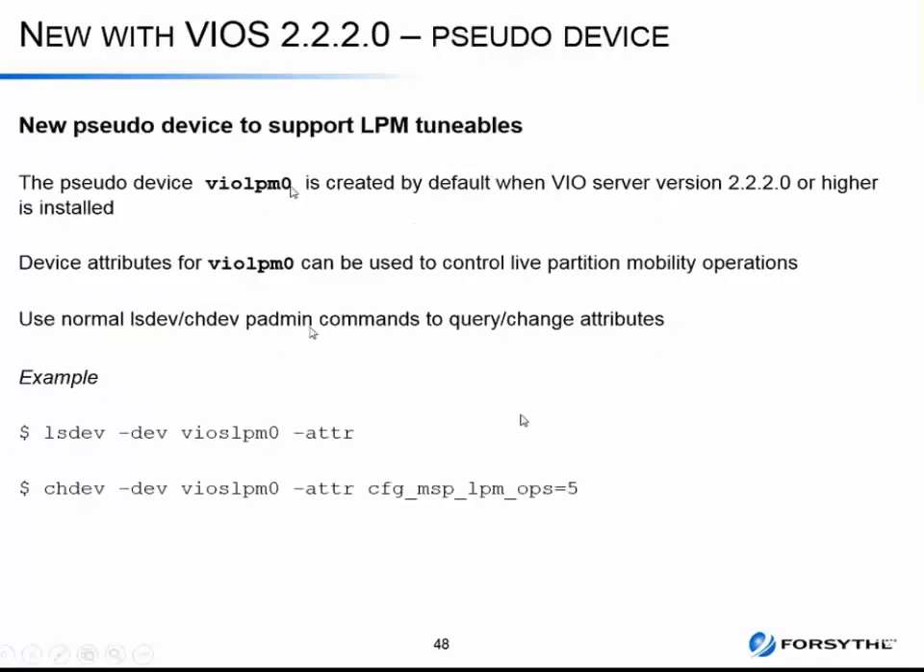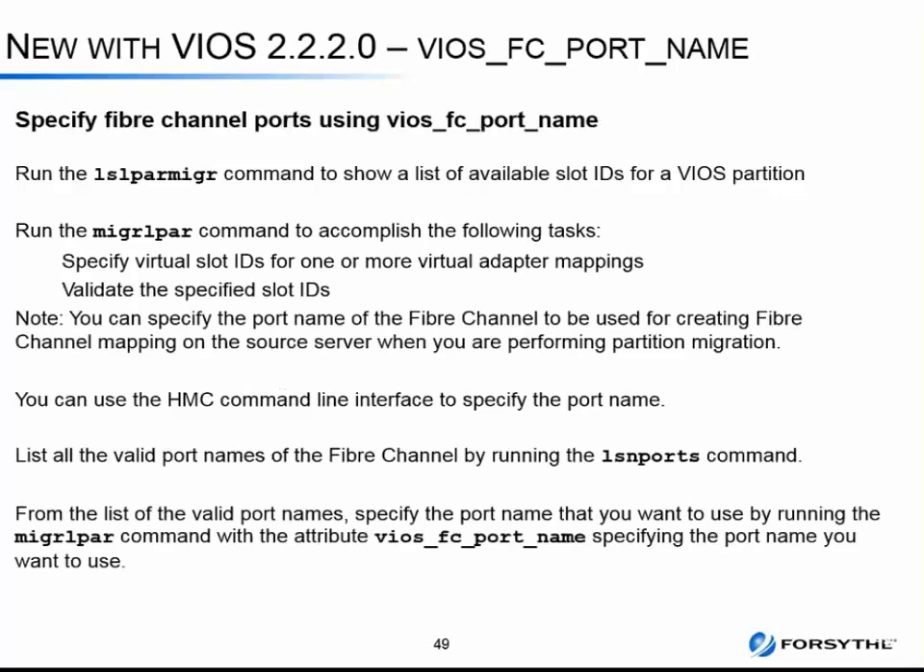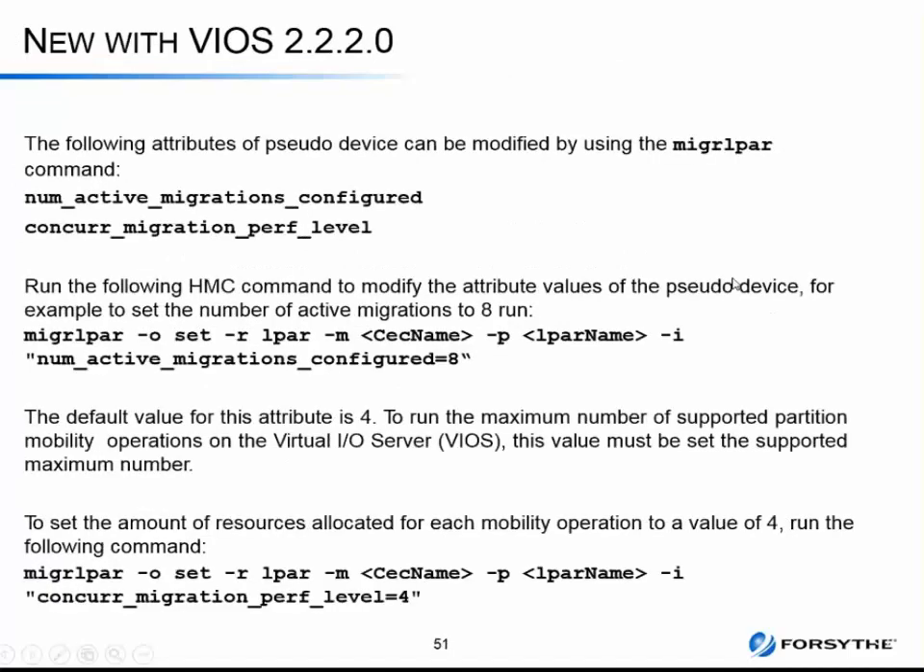The pseudo device that I mentioned is called vioslpm0, and it is basically used to control live partition mobility migrations. There's a couple of commands that you can use, an lsdev and a chdev. I'll show you the output of those in a second. You also have the ability to specify the fiber channel ports using the VIOS fiber channel port name. I've got a bunch of material on this page that you can look at, and you can use that with a migrate LPAR if you want. In terms of the pseudo device, these are some of the things you can change: the number of active migrations configured, the concurrent migration performance level, and so on.